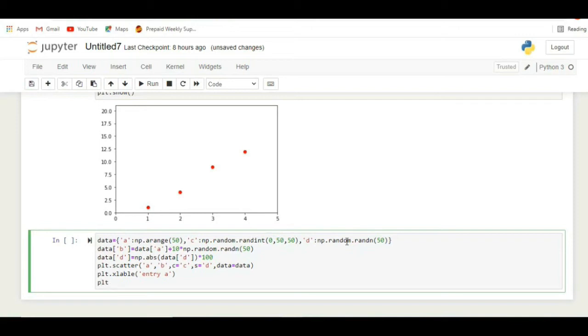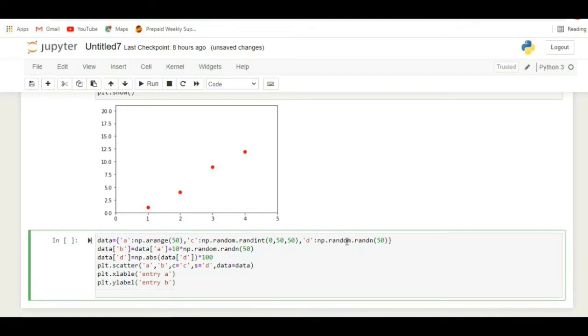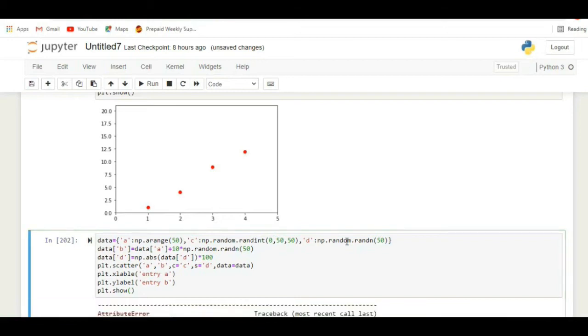Similarly, plt.ylabel, here the spellings are correct. Of course, label entry B inside single quotation marks. Okay, then plt.show. Press Ctrl and Enter, then check. Not working.